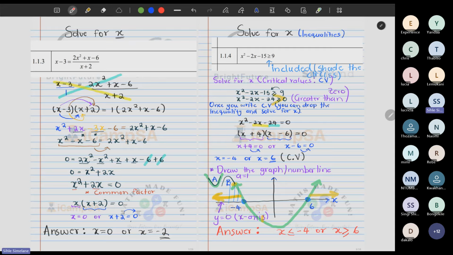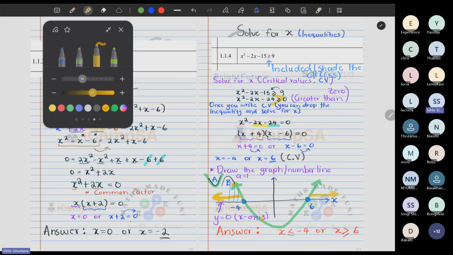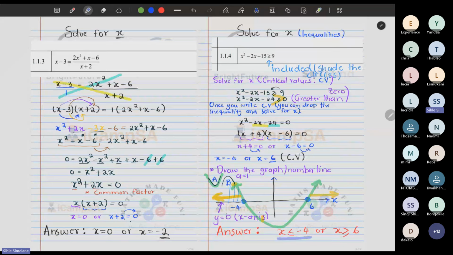Yes. And then from -4, when we go to the left, our graph becomes above the y is 0 line. Do you see that? Yes. So how do you write that mathematically? You say x is less than -4. Anything on the left of -4 is less than -4. Anything that is on the right of 6 is greater than 6. Do you understand? Oh, yes.